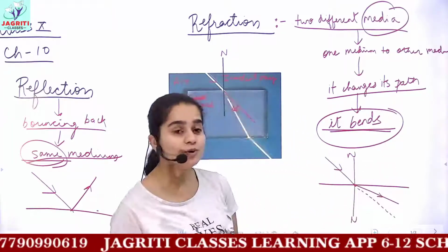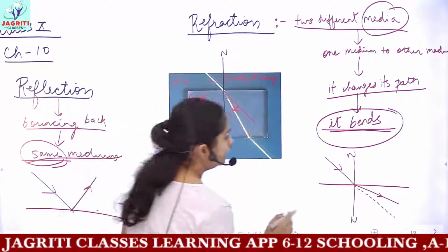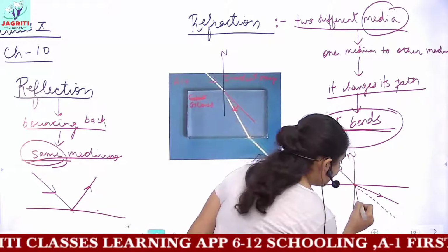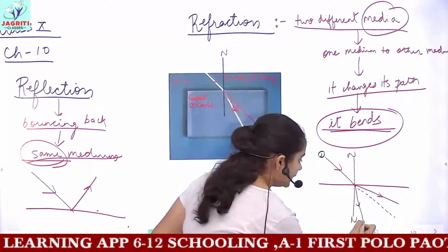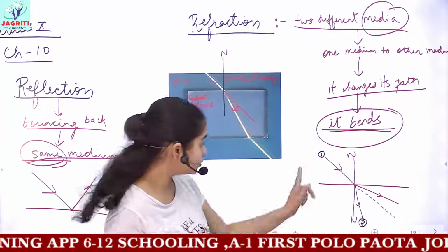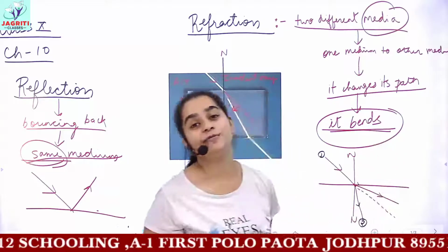So you have two cases. Either the light ray, here only I can mark you, either the light ray can bend towards the normal. If you see, this is the incident ray and this is the refracted ray. So either it can come towards the normal or it can go away from the normal.